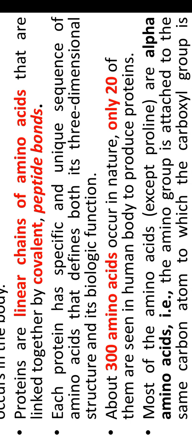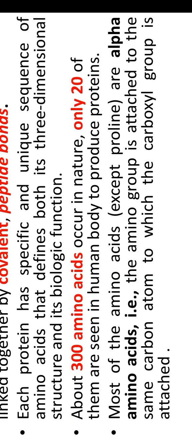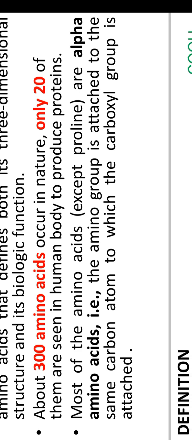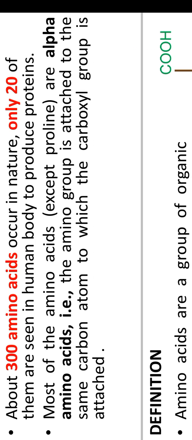Most of the amino acids are alpha amino acids. That means the amino group is attached to the same carbon atom to which the carboxyl group is attached. So the same carbon atom bears the carboxyl group and the amino group. Hence that is known as alpha amino acids. The majority, except proline, are alpha amino acids.